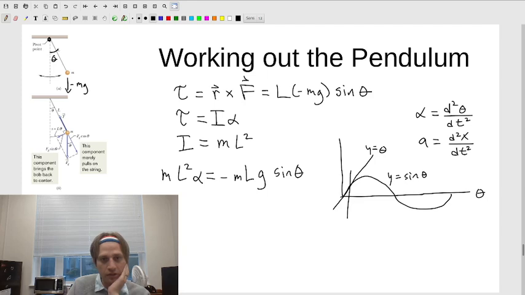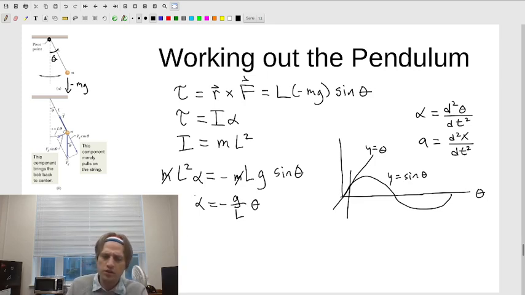And so I'm going to divide both sides by m L squared. Okay, so I get alpha, that's my angular acceleration, equals minus, the m's surprisingly drop out. I have L over L squared, so I have L in the denominator. So here I have g over L. And then instead of having sine of theta, I'm going to write theta.